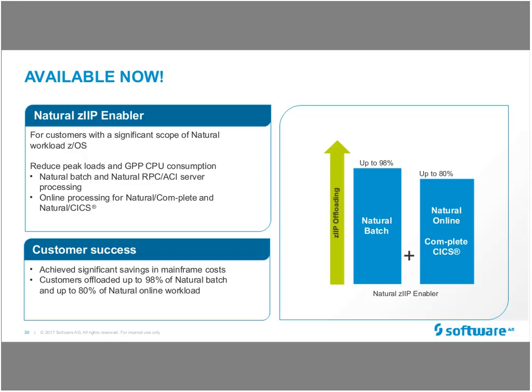So anything, therefore, when we can do batch, we can do anything like RPC servers, ACI servers that run in batch mode. If that ACI server runs under CICS now, that is zIIP enabled, and then complete. So we've seen customers that have offloaded up to 98% of natural batch and up to 80% of the natural online workload. So that's the little graph on the left-hand side over here.